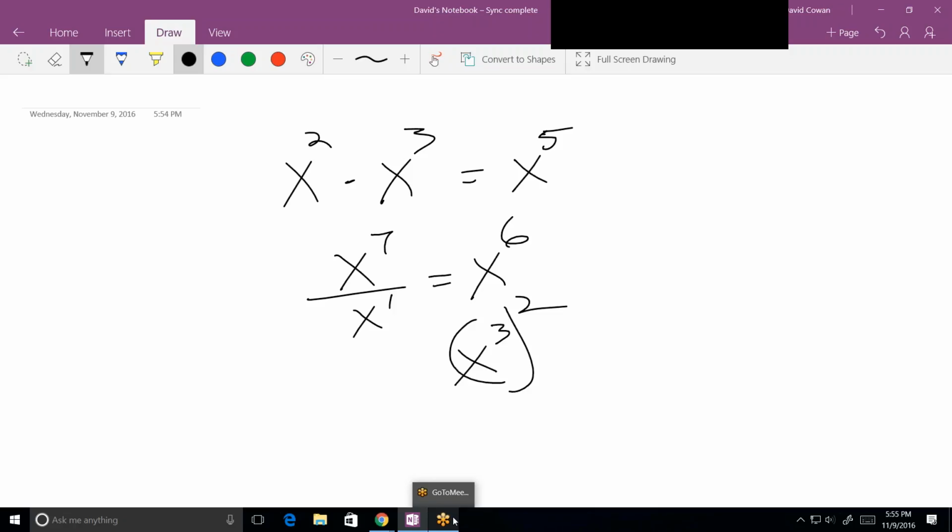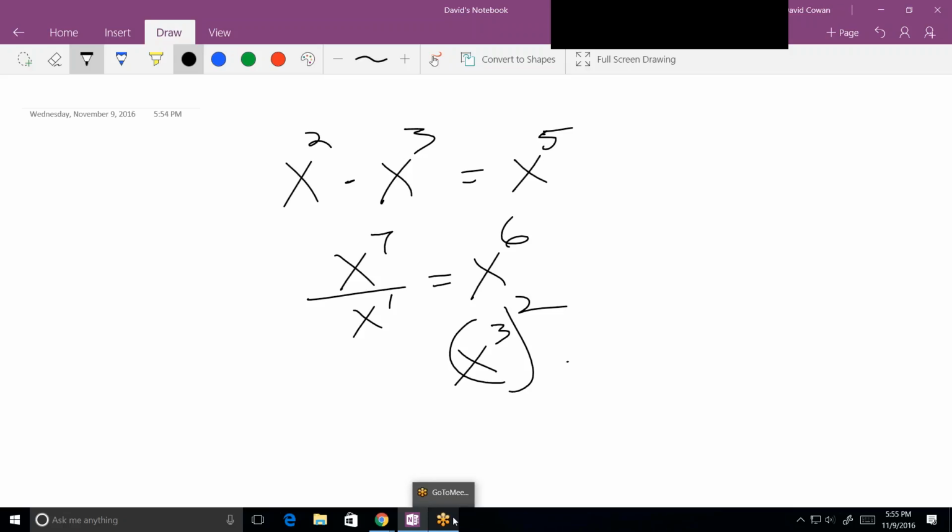In other words, here's the 3 things you can do with exponents. You can multiply the same base, where you add the exponents. You can divide the same base, where you subtract the exponents. And you can exponentiate twice.